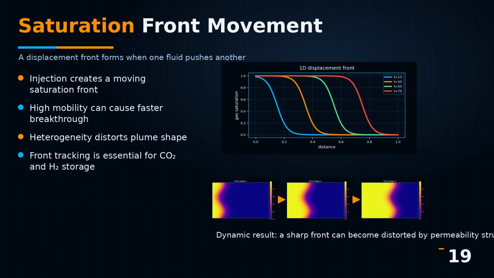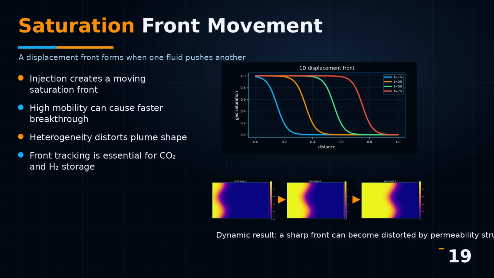When one fluid displaces another, a saturation front develops. This front marks the region where saturation changes rapidly. In water flooding, it may be the water front moving through oil. In CO₂ storage, it may be the CO₂ plume advancing through brine. In hydrogen storage, it may be the hydrogen gas front during injection and withdrawal cycles. This slide shows the movement of a saturation front.